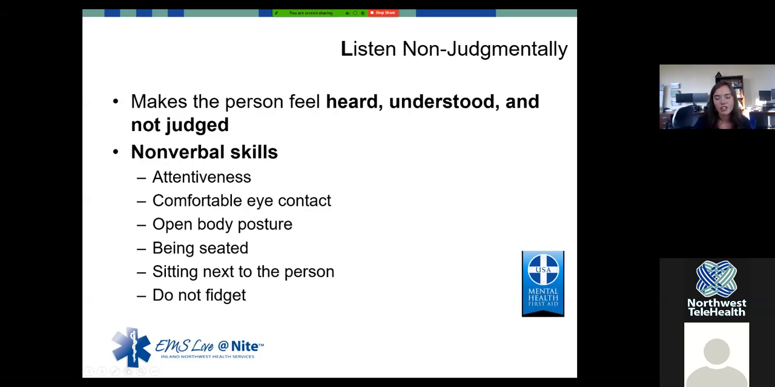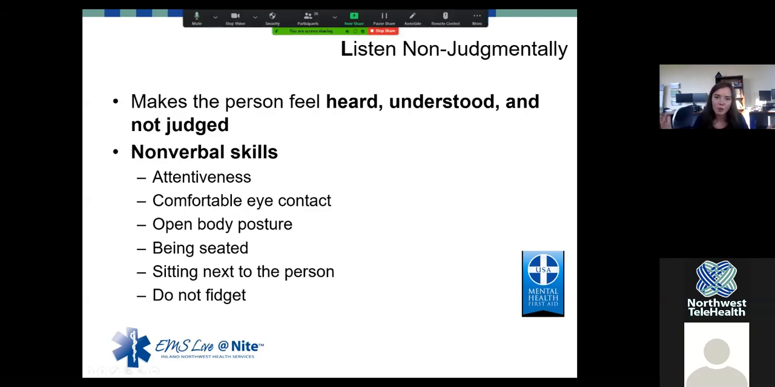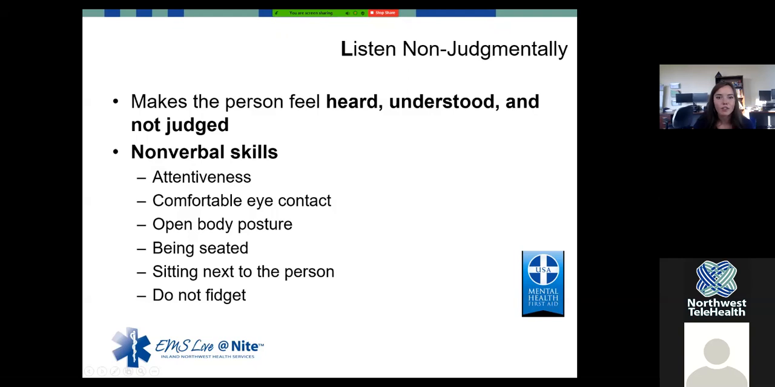An open body posture, so rather than being closed off, crossing your legs, crossing your arms, which is kind of intimidating, but also goes to maybe like you're more closed off to hearing what they have to say. So an open body posture makes them maybe feel more comfortable, less interrogated. Being seated, so if they're sitting down and you're standing over them, again, that could be intimidating, not very open, not feeling comfortable there. So be seated next to them.